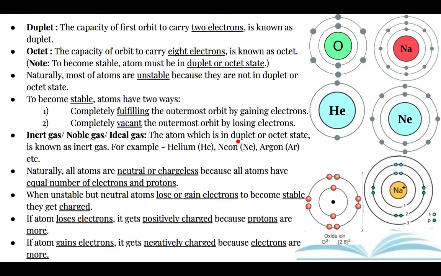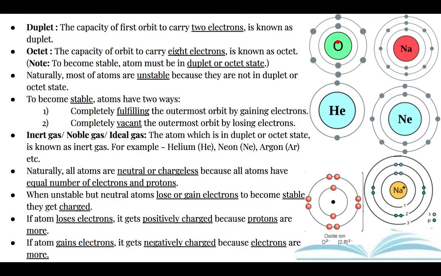Now if you go to another part of the atom, naturally almost all atoms are chargeless or neutral. The reason is we have discussed in previous sessions that all the atoms have an equal number of electrons and protons. And if you remember, electrons carry negative charge, and protons which lie at the center have positive charge. And since all the atoms have an equal number of protons and electrons, they cancel each other's strength, and because of that all the atoms are neutral.